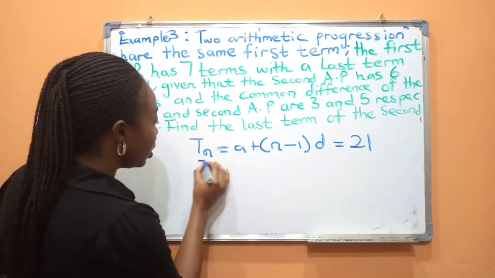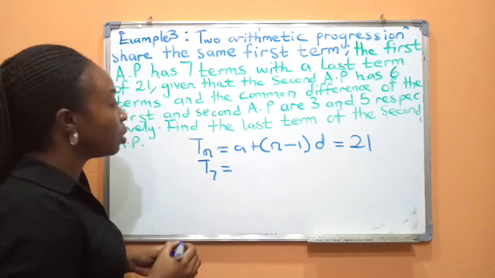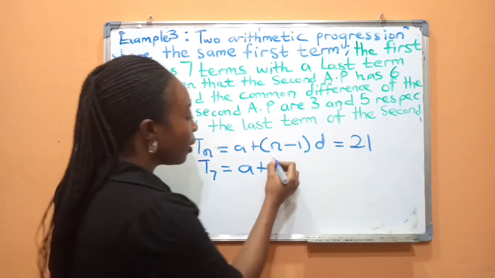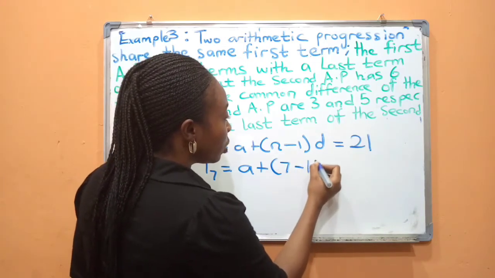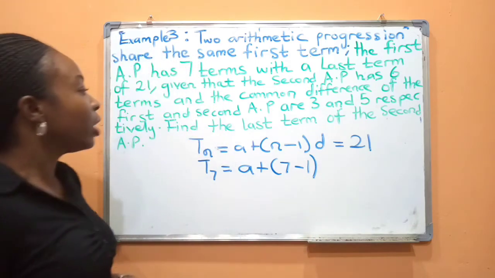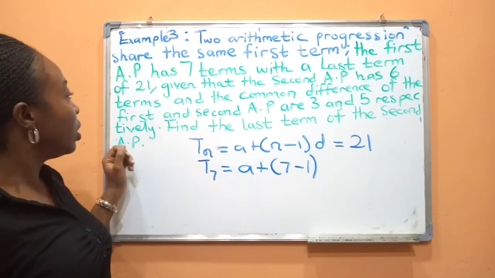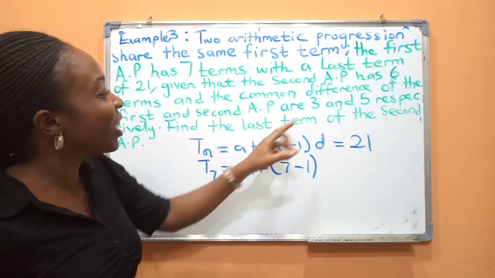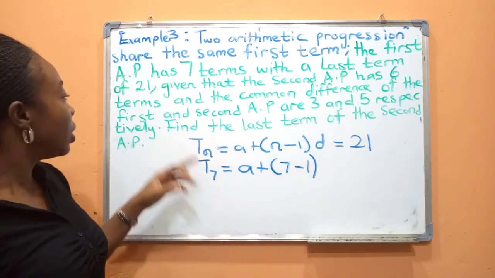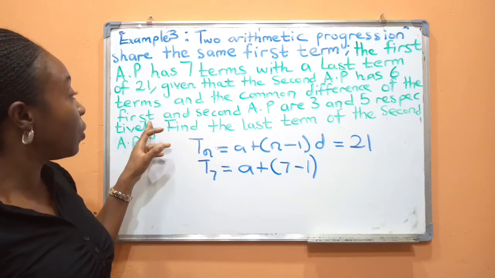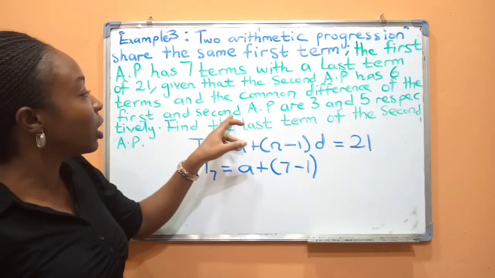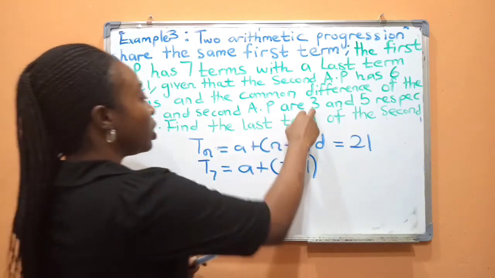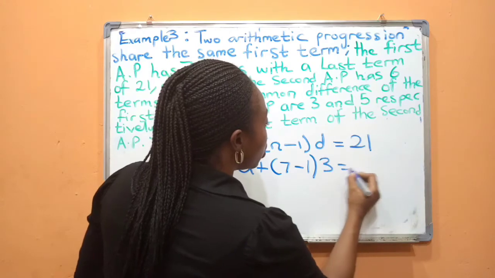We are going to have T7 is equal to A plus, remember we're talking about the 7th term, so we are going to have 7 minus 1, we close the bracket, and then let's look at D. We are being given the common difference. They said the common difference of the first and second AP are 3 and 5 respectively. What this means is that the common difference for the first AP is 3, and that for the second AP is 5. And we know we are working with the first AP, so we're going to be using 3.